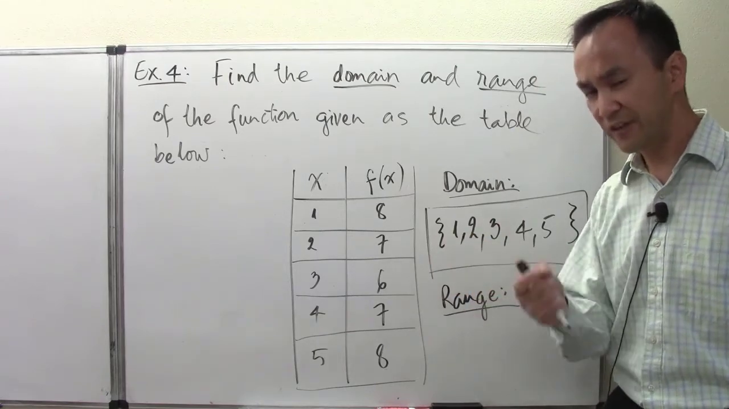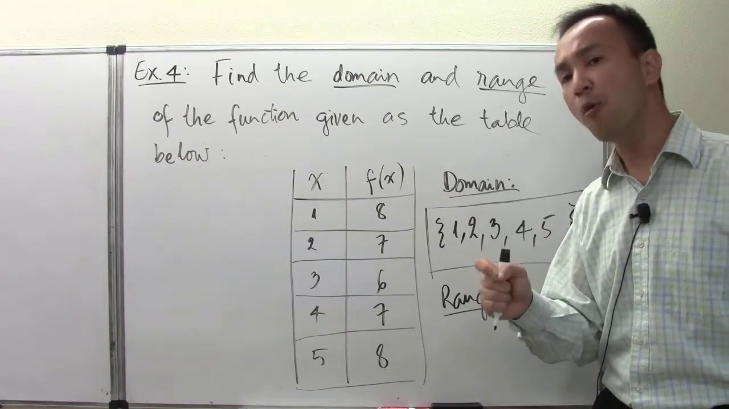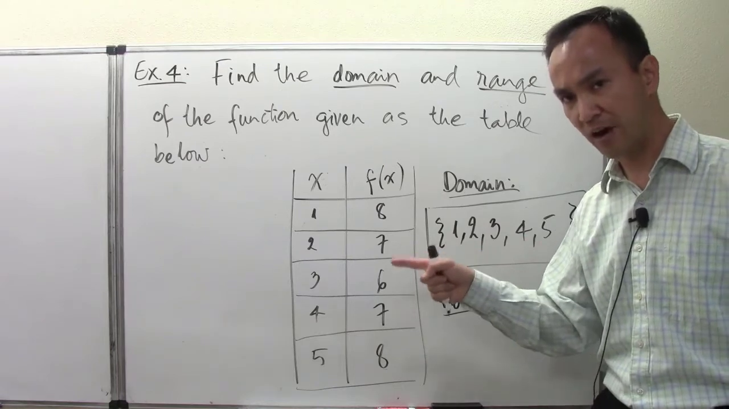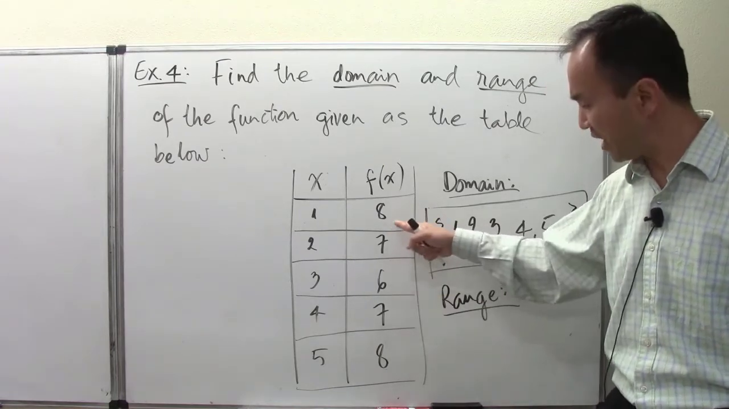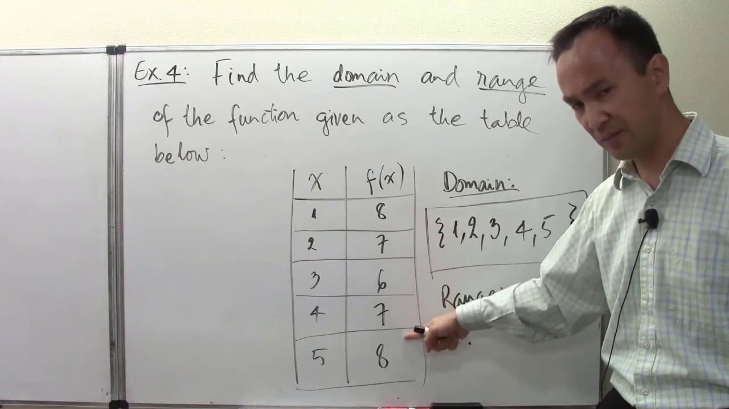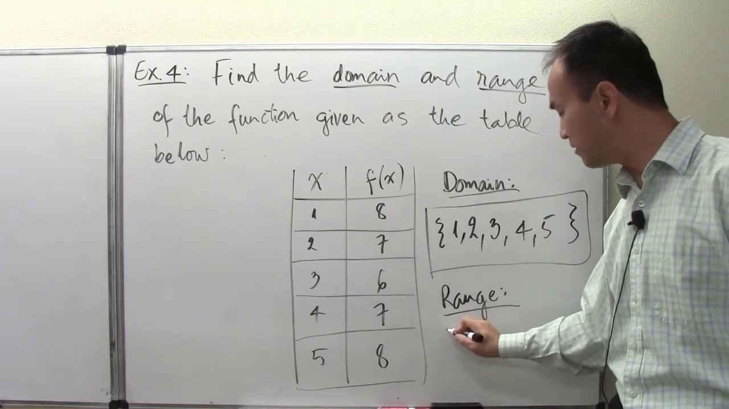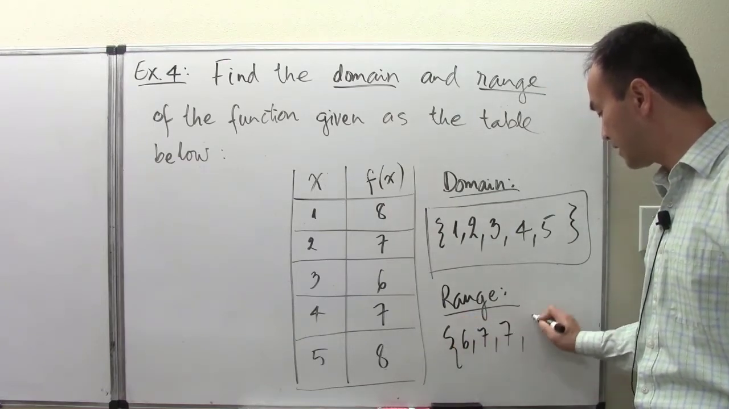And again, the definition of the range says it's the set of all possible output values of a function. These are the only output values of the function. Now we have a few repeats here. The 7 is being repeated, the 8 is being repeated. So we don't need to count like this: 6, 7, 7, 8, 8.